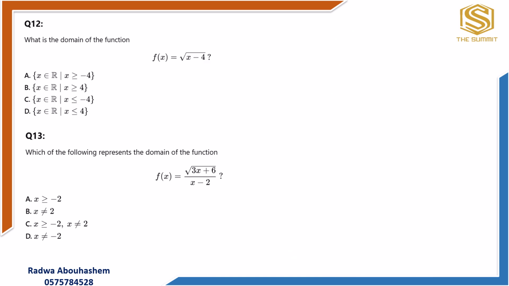What is the domain of the function f(x) equals the square root of x minus 4? We agreed whatever is under the root should be greater than or equal to 0, right? So x minus 4 is greater than or equal to 0. So x is greater than or equal to 4. So this means I'm starting from 4 to infinity, right? Here's my answer.